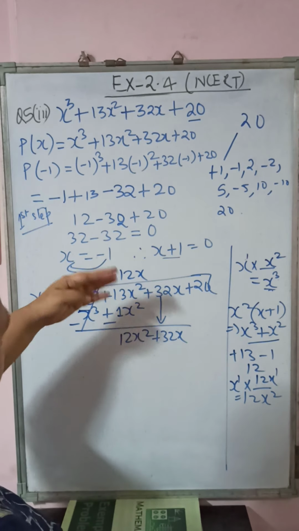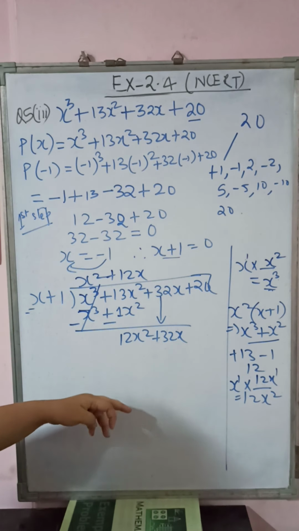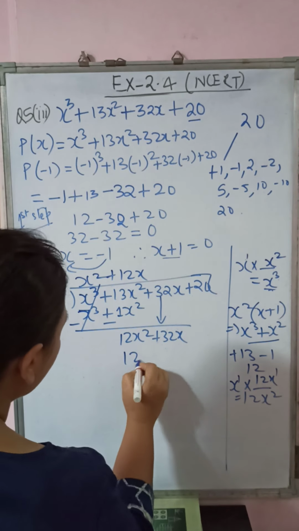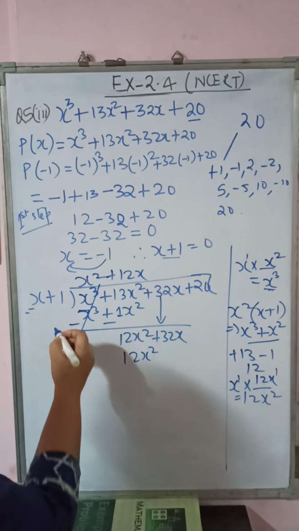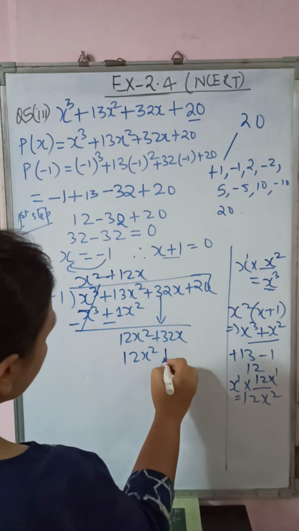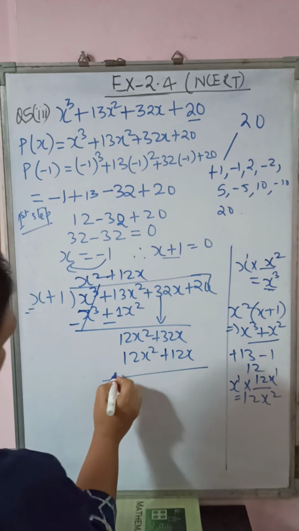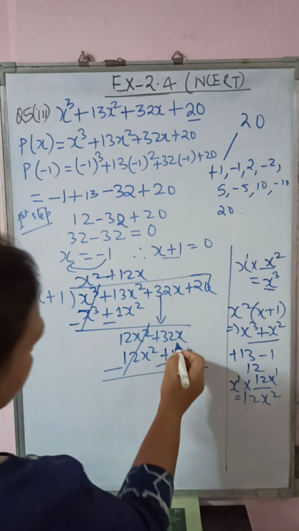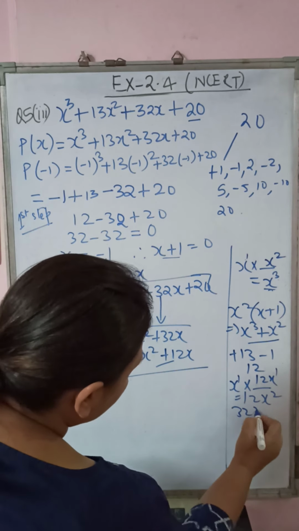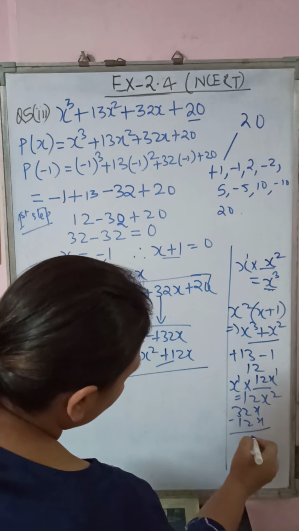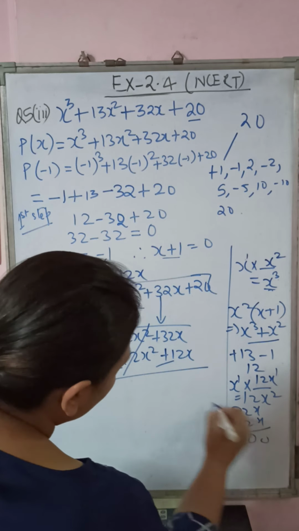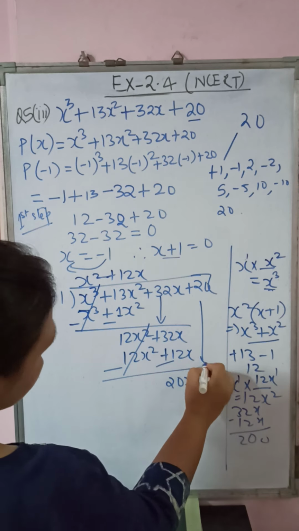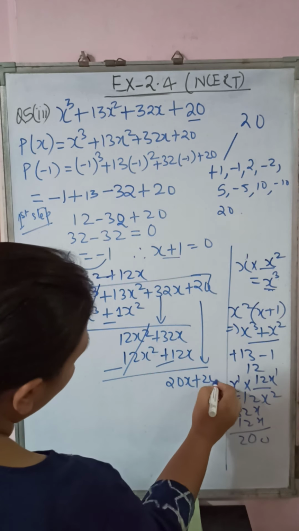Now again, the same step you have to keep on following till you get remainder as 0. So 12 into x, 12x square, and 12x into 1 is 12x. So change the sign so that you can cancel one term. Now 32x minus 12x. So 2 minus 2, 0, 3 minus 1, 2. So 20x you got, sign of the bigger number, and what is remaining? Plus 20. So copy down.